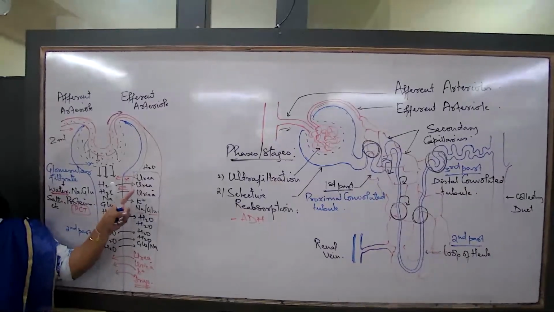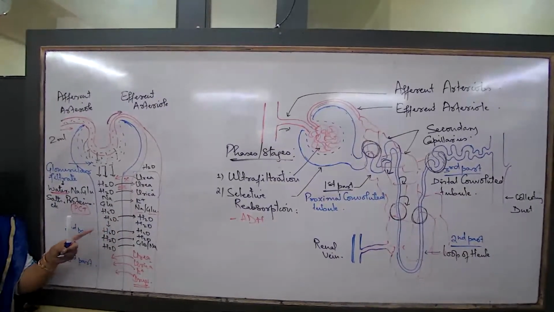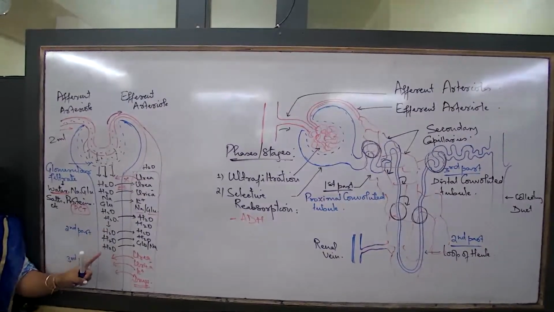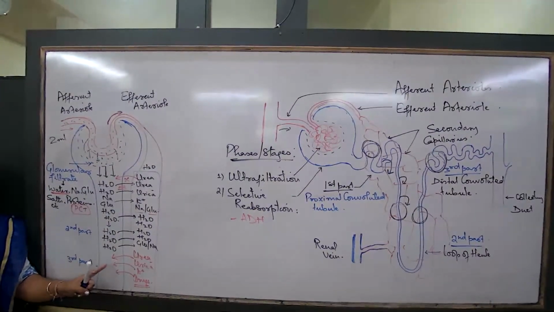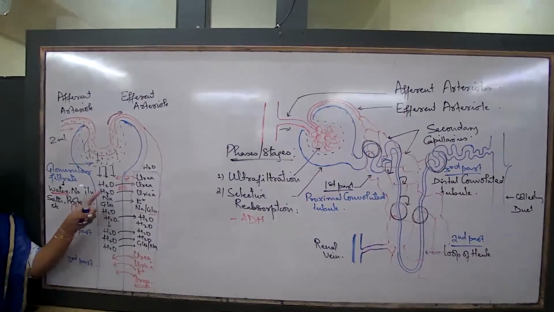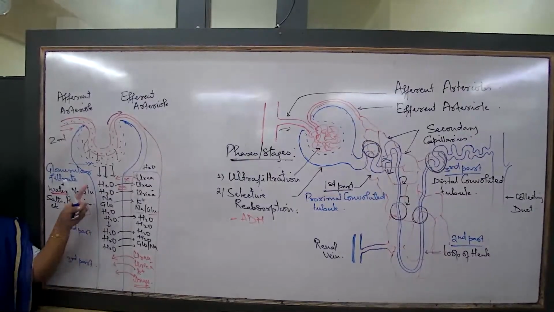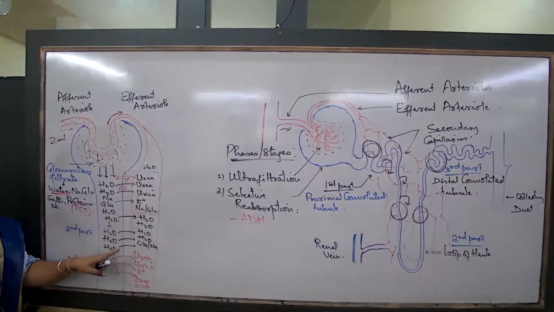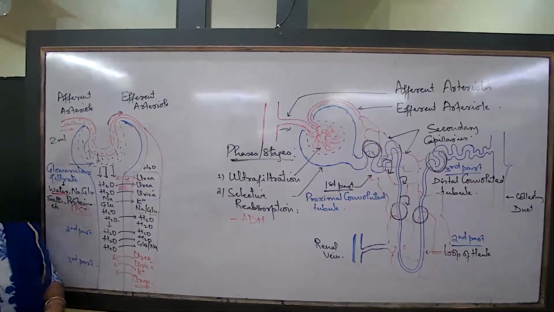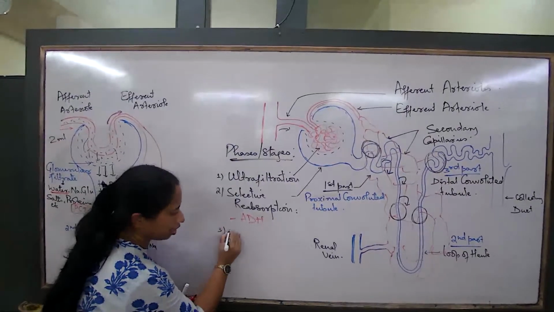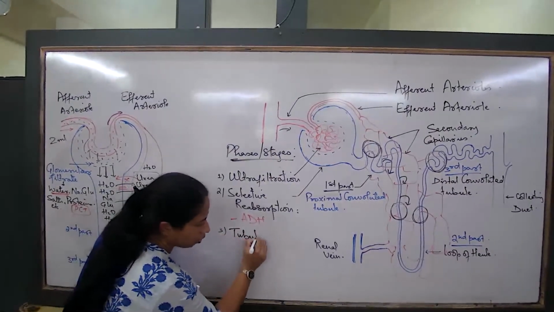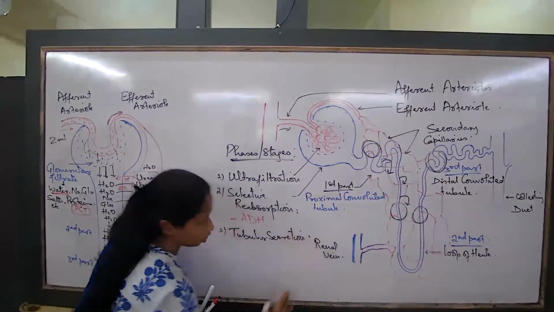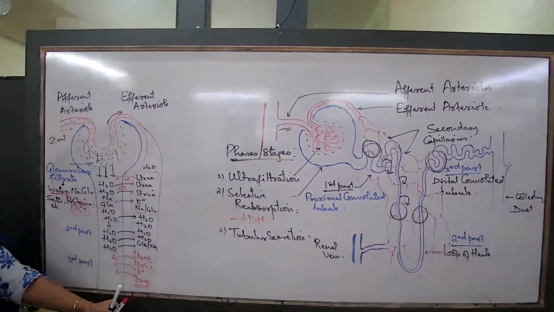Now, when we are talking about this particular condition, what am I saying? The PCT and the loop of Henle, what is the main process going on there? Selective reabsorption. And the third process I told you is, what is the third process? The third process is known as tubular secretion. The third step is tubular secretion.